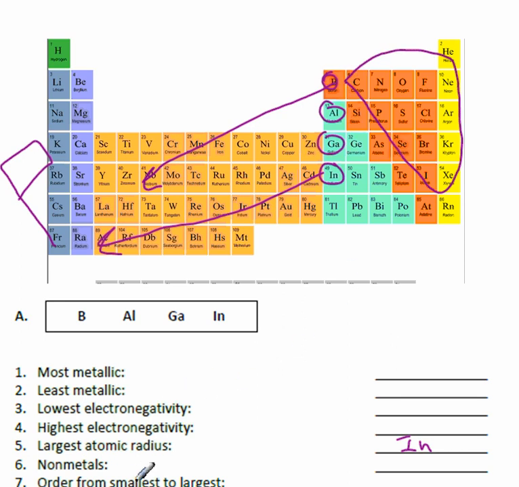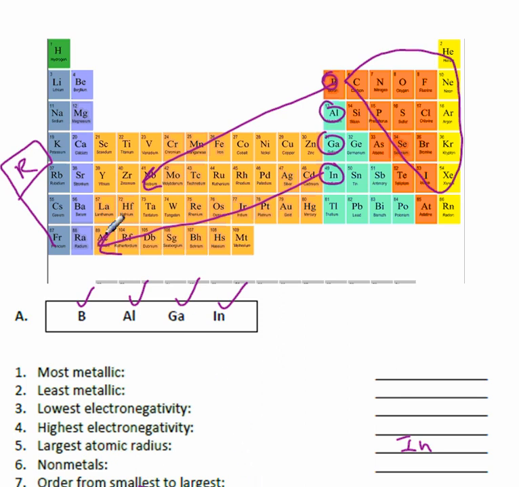Order from smallest to largest. Okay, so going from smallest to largest, order. Smallest means you're farthest from the radius flag. Here's my radius flag. So it's going to be boron. There'll be boron, aluminum, gallium, and then indium from smallest to largest. Okay? Let's go to the next sample.